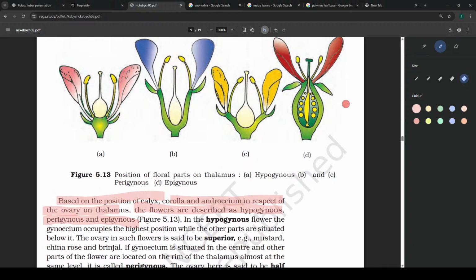If the ovary occupies the highest position in the flower, meaning calyx, corolla, and stamen are below it, like in position. If you see, the ovary is the highest. Below that only petals and sepals originate. In such a case where the ovary occupies the highest position, it is called a hypogynous configuration, or a hypogynous flower, and the ovary is called the superior ovary.